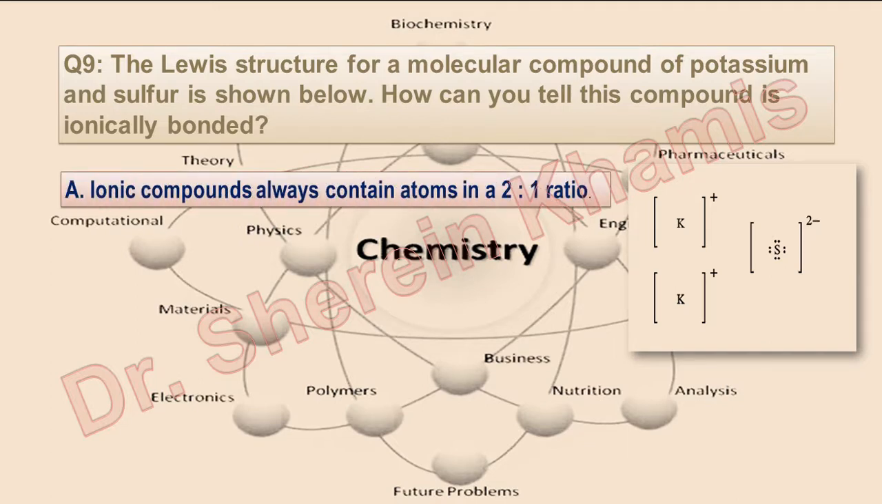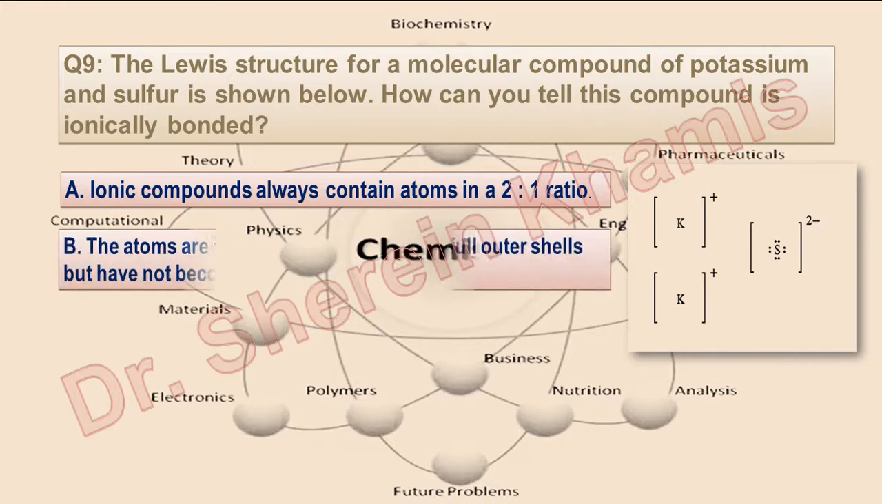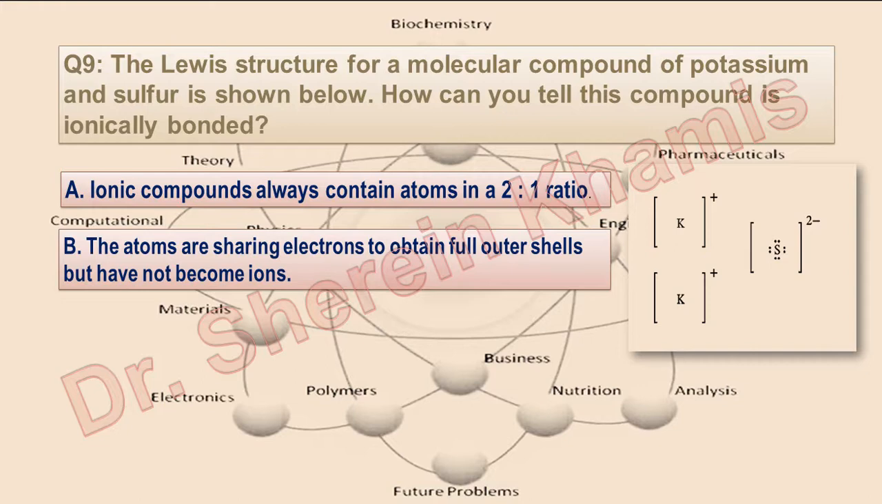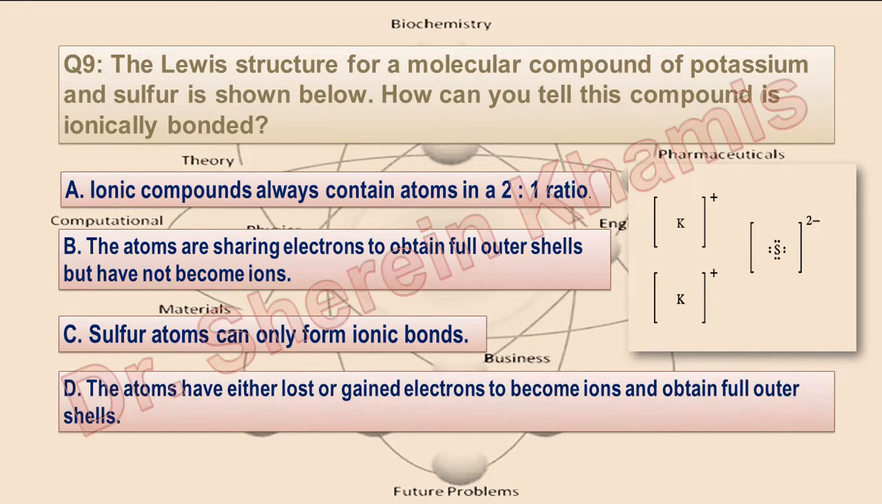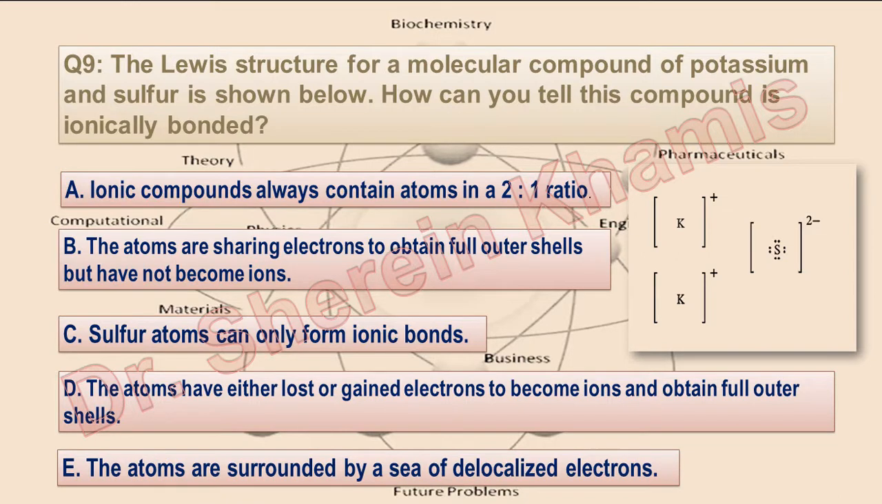The first one, ionic compounds always contain atoms in a 2-to-1 ratio. Second one here, the atoms are sharing electrons to obtain a full outer shell but have not become ions. Number C, sulfur atoms can only form ionic bonds. Number D, the atoms have either lost or gained electrons to become ions and obtain a full outer shell. And the last one here, the atoms are surrounded by a sea of delocalized electrons. What do you think about the answer here?